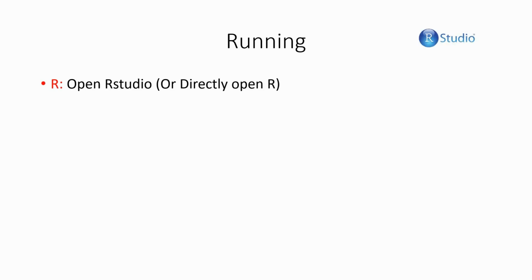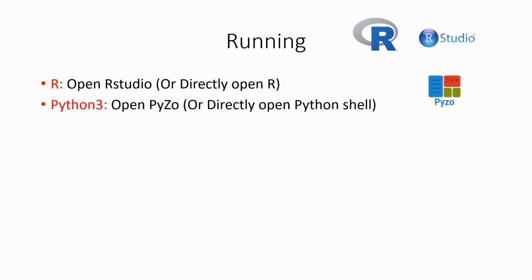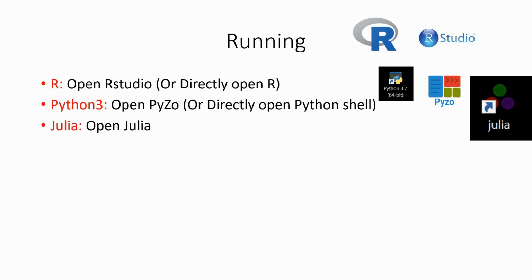Now, how to run these programs? If you don't want to use RStudio, you can just click on the R program itself. For Python 3, you can click on Pyzo and you can directly use your Python 3 language from the IDE Pyzo. However, you can also open Python 3 directly and work in it. This is the icon of Julia. You can open Julia by clicking on this icon.